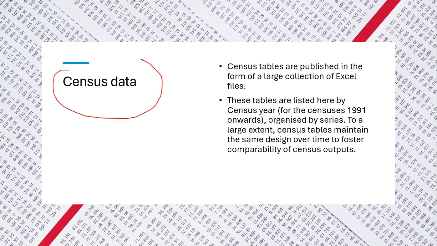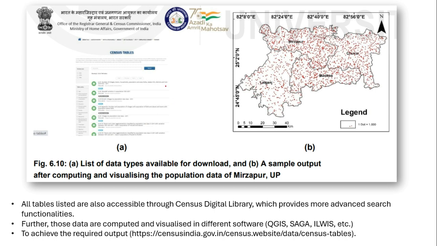Then we have a census data set. Census tables are published in the form of a large collection of Excel files. These tables are listed here by census year from 1919 onward, organized in a series, and following, to a large extent, the same table design over time to foster comparability of census output. This is a website from where you can get census data managed by the Office of Registrar General and Census Commissioner India, Ministry of Home Affairs, Government of India.